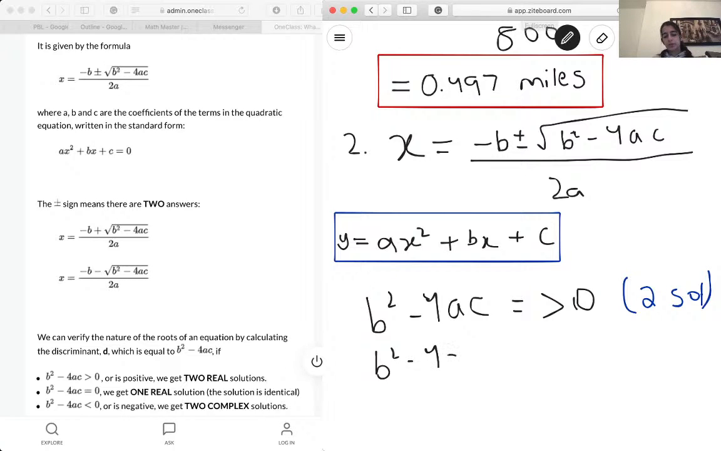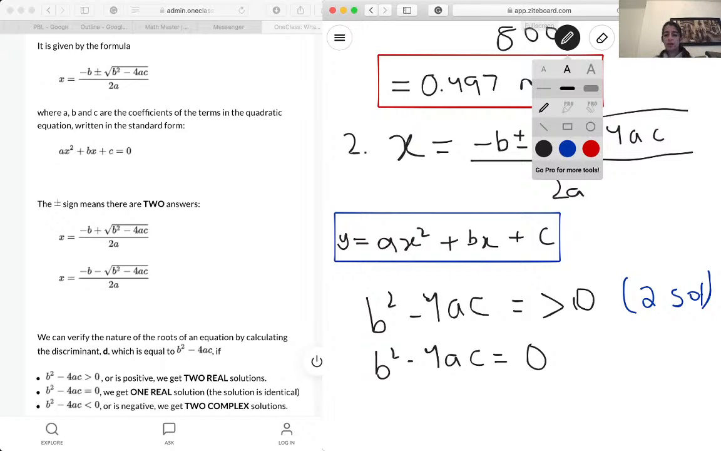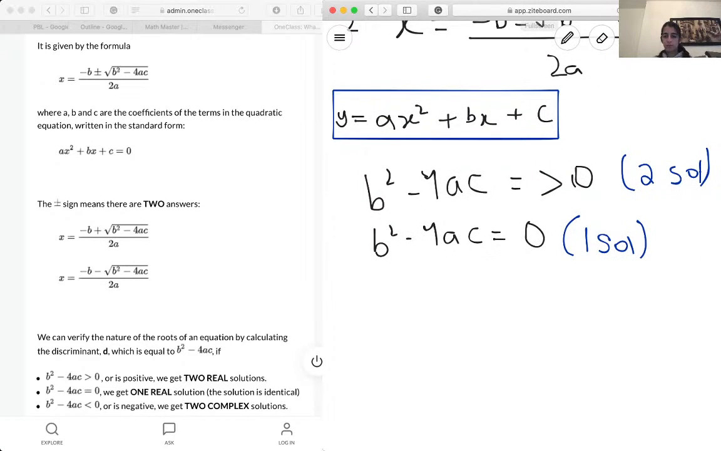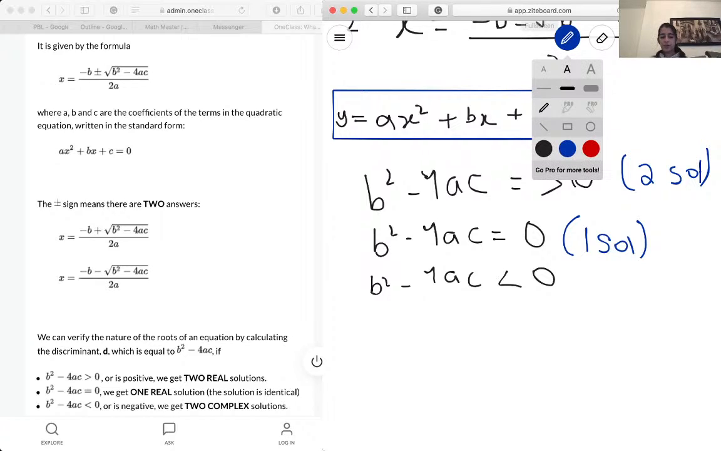If the value of b squared minus 4ac equals 0, then there is only one solution to the whole function, which means that the function only touches the x-axis once. And lastly, if your b squared minus 4ac is a negative value, or less than 0, then your function does not have any x-coordinates, or rather, it has two complex solutions.